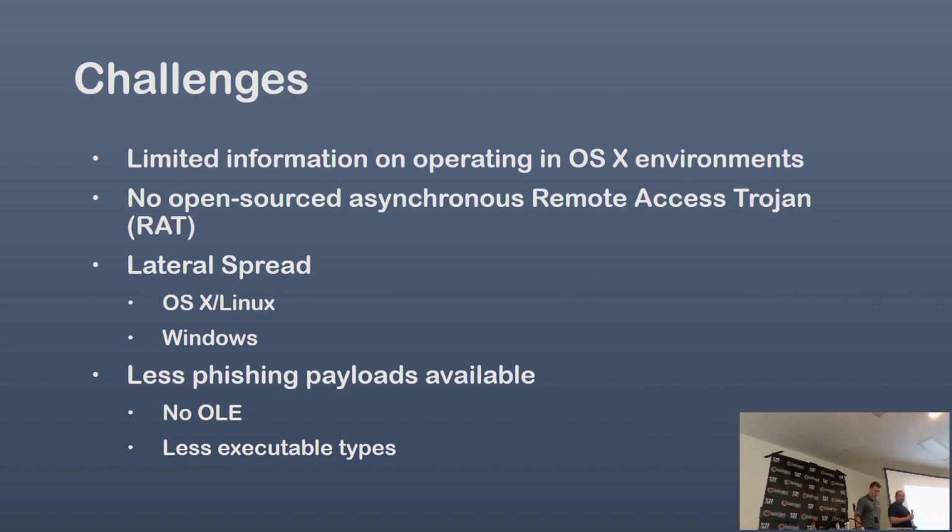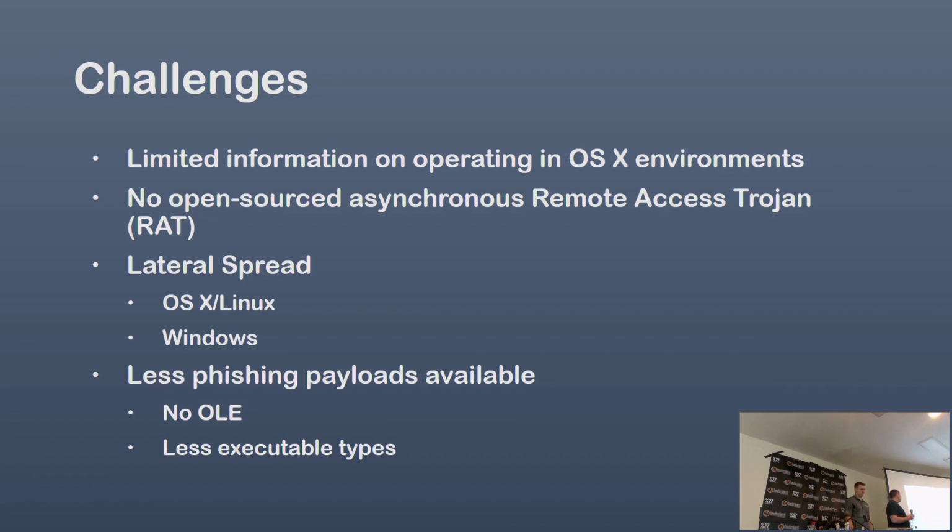All right, challenges. We got the call to come on our first assessment that had a heavy OSX environment, and we were wondering what do we do, where do we start, what do we look for? So let me Google this for you. Not much out there on operating in OSX environments. There's no open source asynchronous remote access Trojan other than something like Pupy. Pupy is great, but it doesn't have some of the things we wanted on our engagements. So we decided to port PowerShell Empire into a Python-based version.